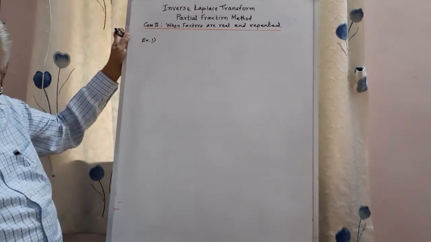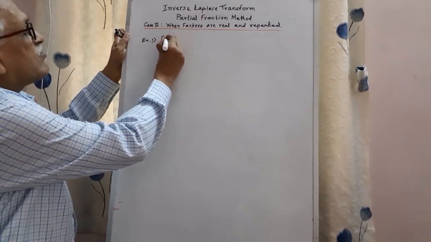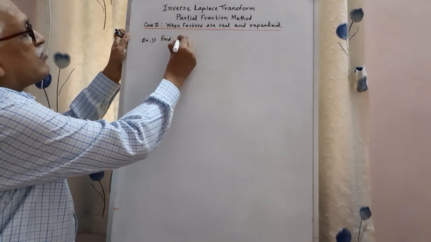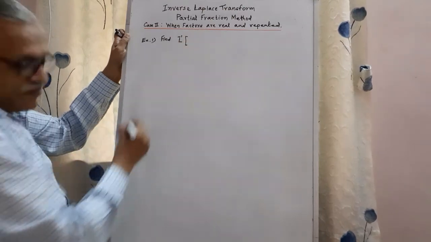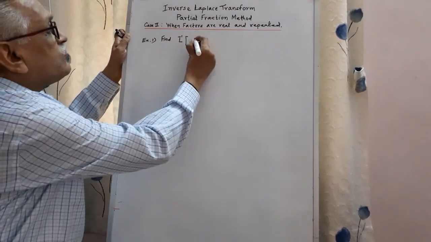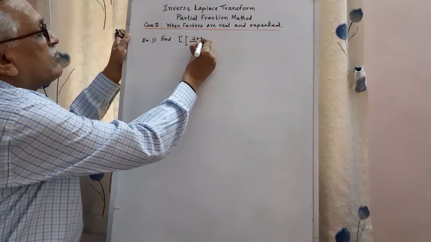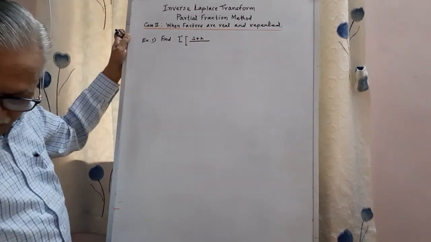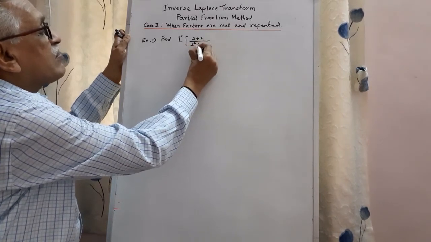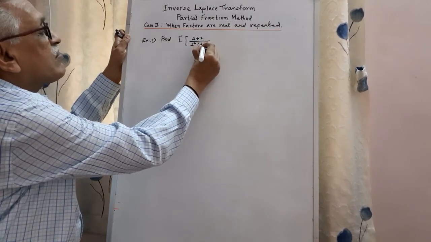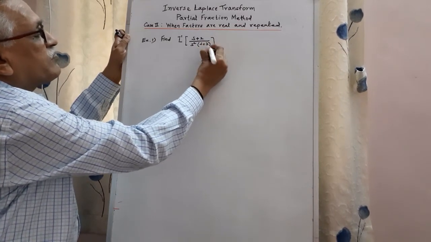First example, find inverse Laplace of s plus 2 divided by s square into s plus 3.